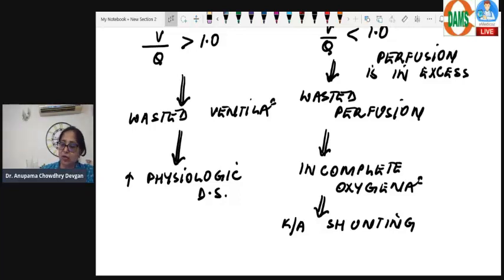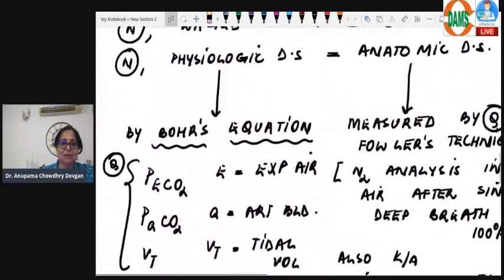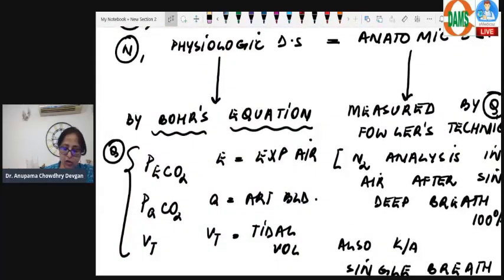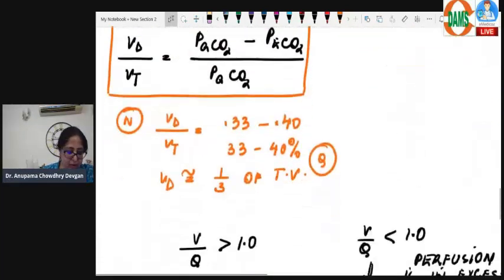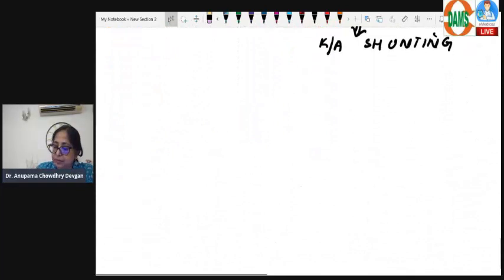All right, so this is your anatomic dead space by Fowler's technique, and measurement of physiologic dead space by the Bohr's equation.